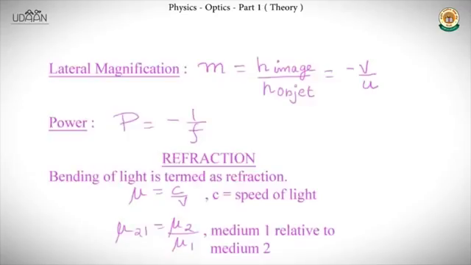We also have to learn the formula for the lateral magnification in a mirror. The lateral magnification m is given by the height of the image by the height of the object, which is equal to minus v by u, where v is the image distance and u is the object distance. The power of a mirror is given by P equals minus 1 by the focal length.